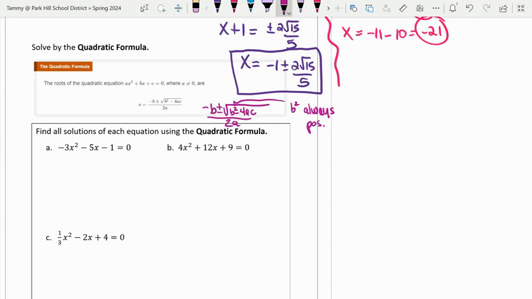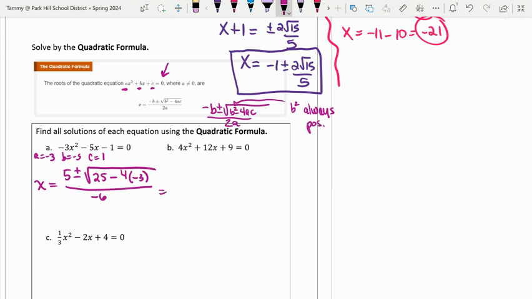All right, so let's look at this. On the first one, negative 3x squared minus 5x minus 1. A is in front of the x squared, b is in front of the x, and c is by itself, and it has to equal 0. So a is negative 3, b is negative 5, c is negative 1. Using the quadratic formula, x equals negative b, so negative of negative 5 is positive 5, plus or minus the square root of b squared. When I square negative 5, I get 25, minus 4 times a times c, so negative 3, all over twice a, negative 6.